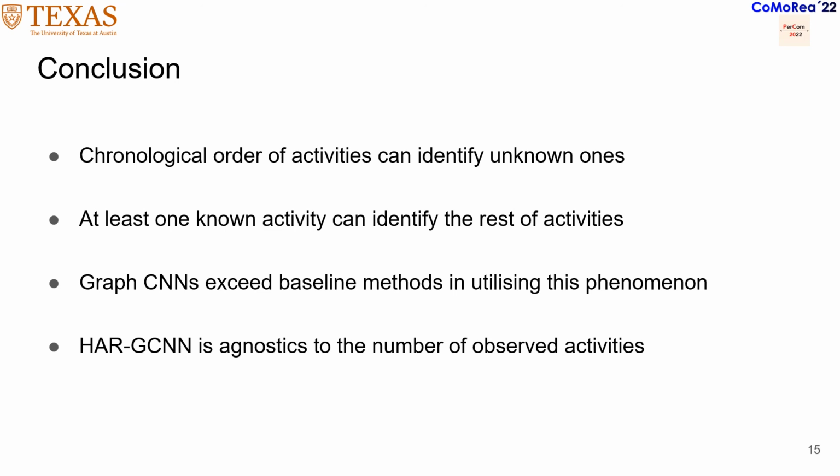We also showed that with at least one known activity, we can know all the preceding and all previous activities of a specific user. We also showed that graph CNNs already exceed the baseline methods such as the CNN and LSTM baselines, which suffer from the exploding error in the case of the LSTM or RNN-based baselines, and also the lack of relationship between activities in the case of the CNN baseline. We also showed that HAR-GCN is agnostic to the number of observed activities. So basically, it gives a consistent performance in the case of 3, 5, and even 25 activities, unlike the CNN and the LSTM baselines.